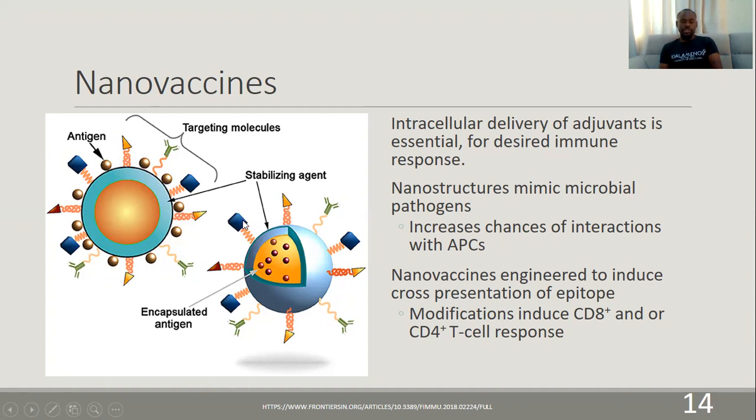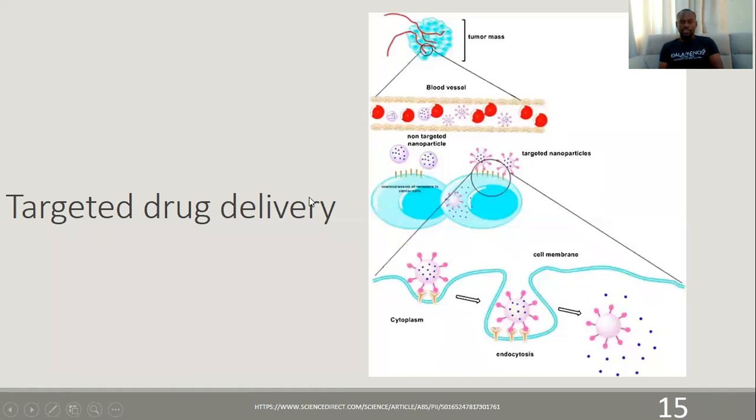So these are just different components which allow our nanoparticle to be target specific, meaning it cannot just interact with any cell at random. It only interacts with the intended or targeted cell. Here to show how targeted drug delivery works.